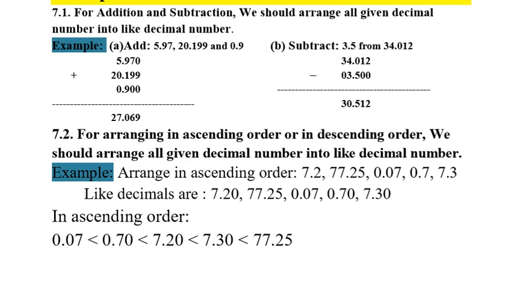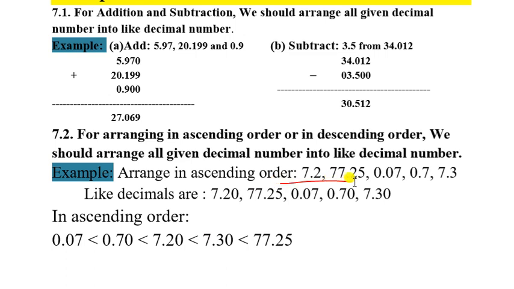Now for arranging any decimal numbers in ascending order as well as in descending order, again we have to convert into like decimal numbers. We have to convert into like decimal numbers, then only you can arrange all the given numbers in ascending order as well as in descending order. See, for example, I have taken one example here.